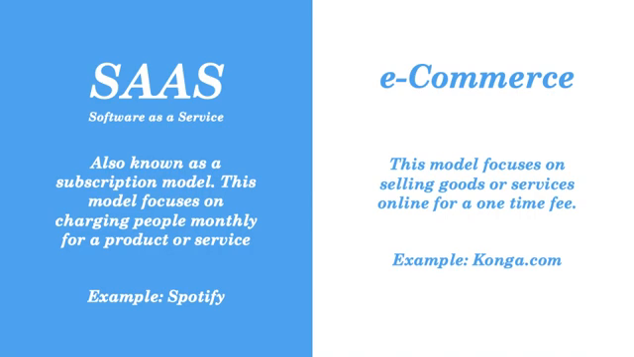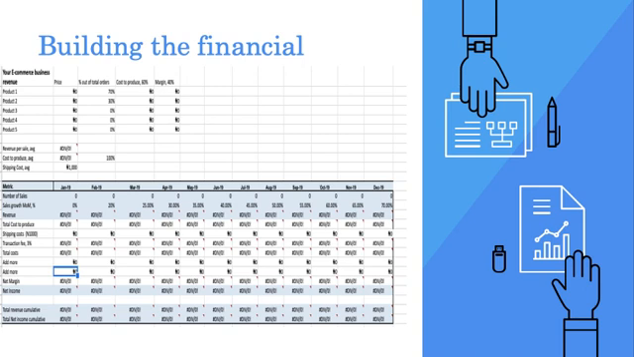Now, notice I've been focusing on websites, but these two models actually fit apps as well. So, for example, Spotify is an app that uses software as a service, and then for e-commerce, Konga has an app. But even if you're building a game, if you have a monthly fee for people to join your game, then you're SaaS. But if you have things that people can buy in game to improve their game, then you're e-commerce. So we'll use those ideas and definitions going forward. So now let's go through the financial model, building the model.